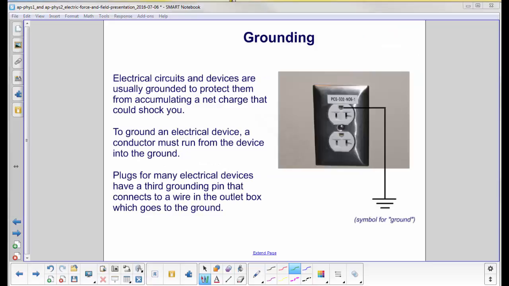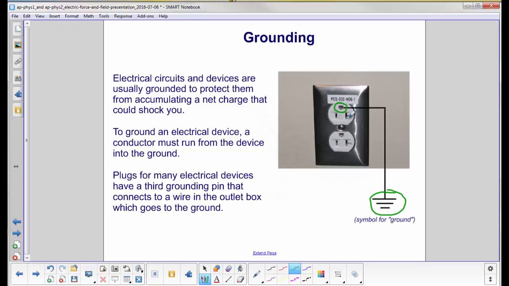Electrical circuits and devices are usually grounded. That means they have a wire connecting them to the ground. Right here, this is the symbol for a ground, several horizontal lines getting smaller and smaller. You have a wire going up here to this little plug here. Your electricity is flowing through these two plugs, and you plug in your hair dryer or radio or cassette player. Ask your parents what a cassette player is.